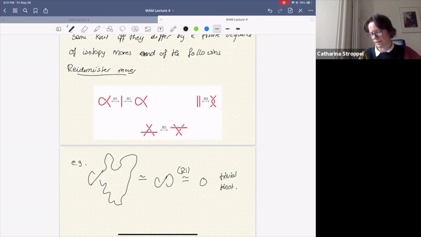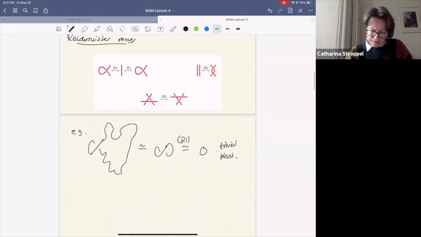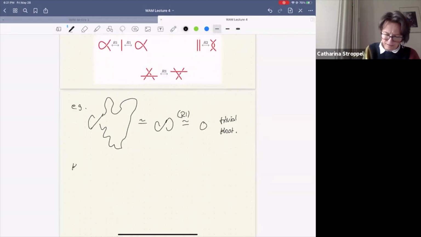So this would be an example where this diagram at the beginning represents just the trivial knot. Kauffman had a great idea to construct a knot invariant using diagrammatics, which is very similar to the Temperley-Lieb algebra. His idea is the following, and it's called the Kauffman bracket.